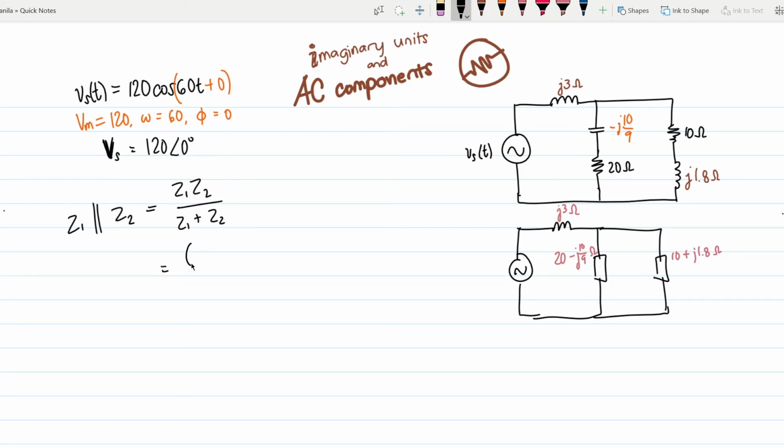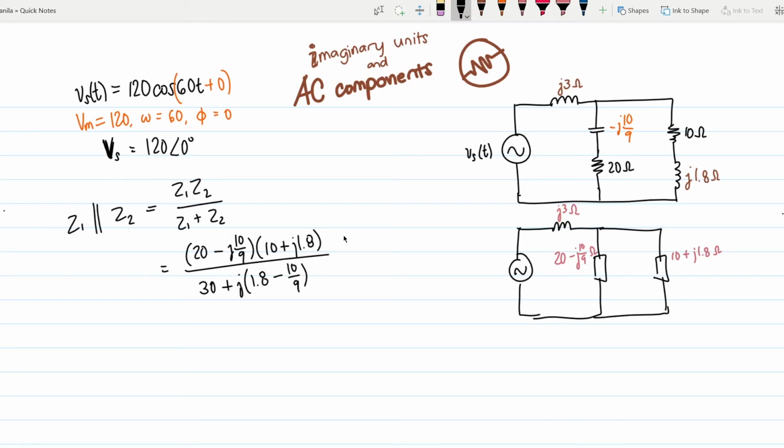Let's just try that out. 20 minus j10/9 times 10 plus j1.8, over their sum. So 20 plus 10, of course, that's 30. And then 1.8 minus 10 over 9, minus 1.8. Forgot to put the j. I'm not used to writing j. I used to get away with just writing i before, but I just want to get on with the rules now. 1.8 minus 10 over 9.